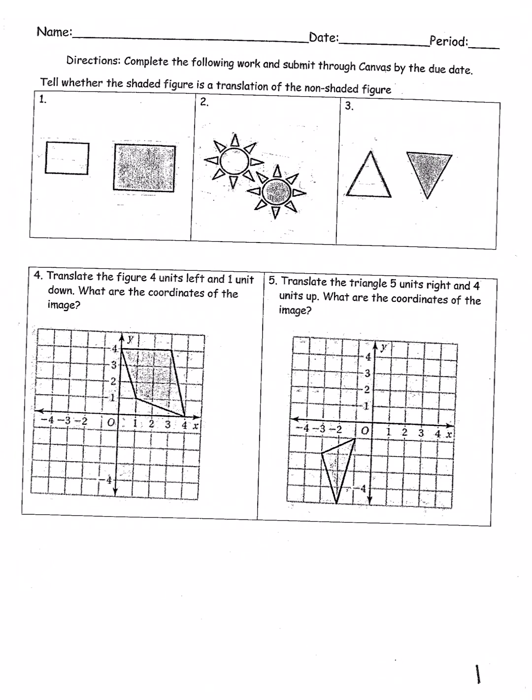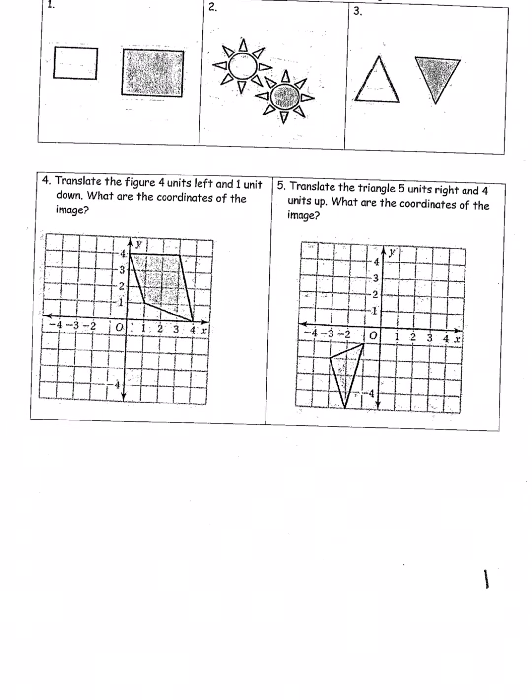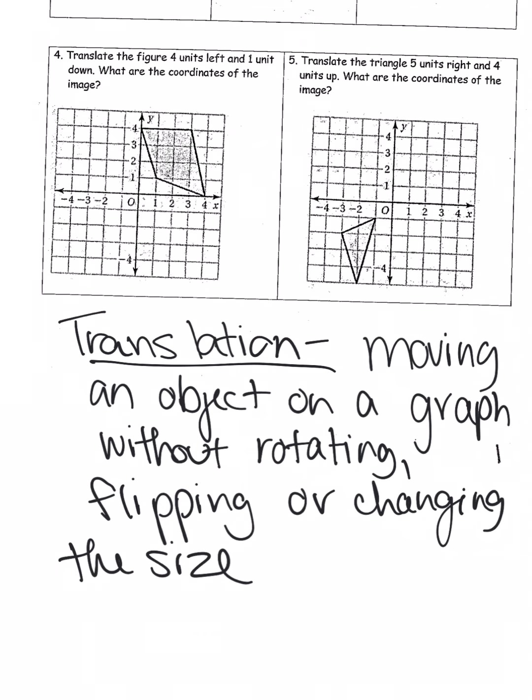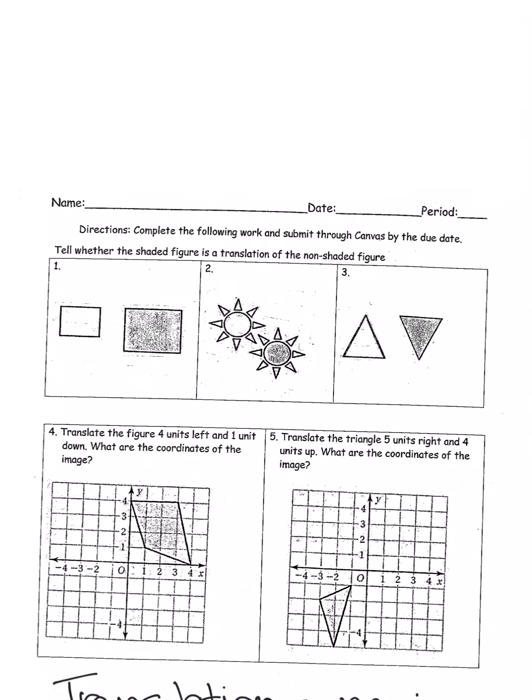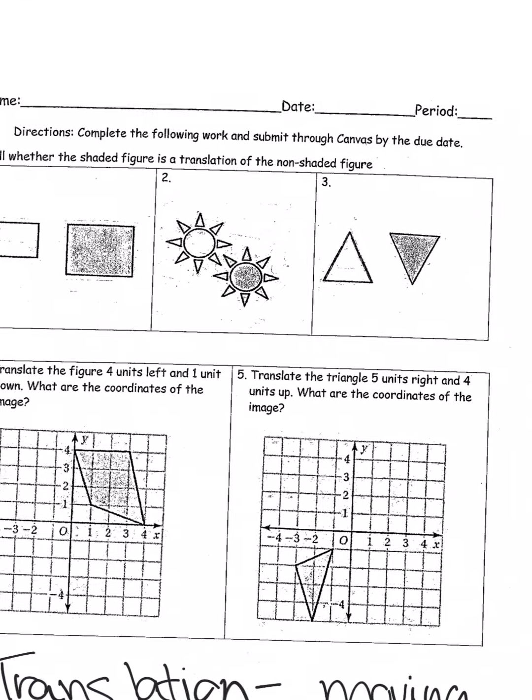I'm just going to go over the notes for you guys real quickly. So the directions were to complete the following work and submit it through Canvas by the due date. The due date is Friday, so this is the first 2 pages of the notes. We are talking about translations, and a translation is moving an object on a graph without rotating, flipping, or changing the size. So knowing this piece of information, we're going to go through and try to answer some of these questions.